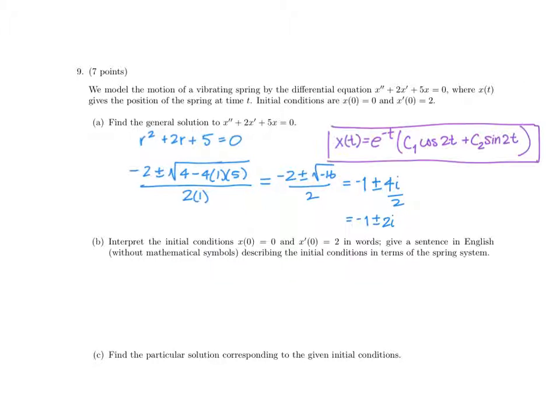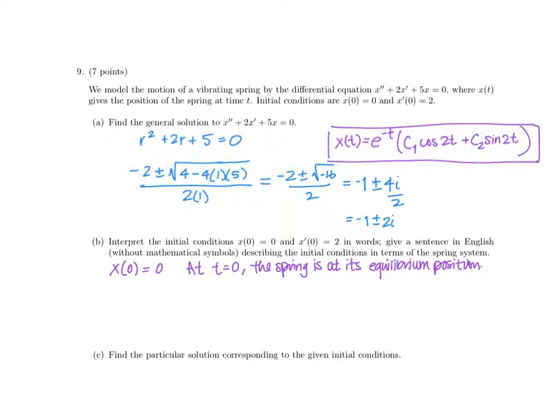We're then asked to interpret the initial conditions that x of 0 is equal to 0 and x prime of 0 is equal to 2 in words. Give a sentence in English describing the initial conditions in terms of the spring system. This is checking whether you understand the physical significance of these conditions. Remember that x gives position at time t. X of 0 equals 0 means that at t equals 0, the spring is at its equilibrium position.